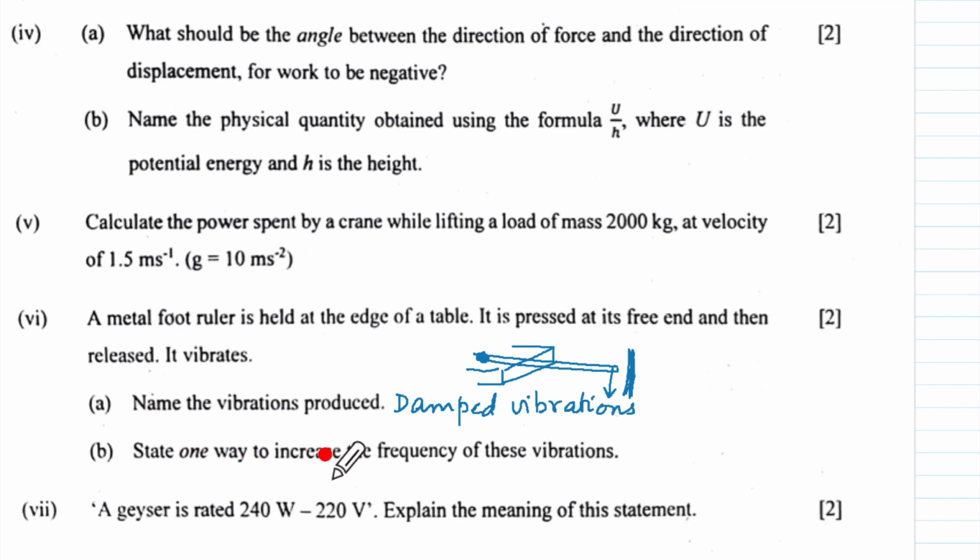So, how do we increase the frequency of these vibrations? Frequency of vibration is inversely proportional to the length. So, this length is the length of the vibrating body. So, if I want to increase the frequency, I should decrease the length. So, what I will do, I'm going to move this ruler a little like so, behind like this, so that the vibrating length is going to be less.